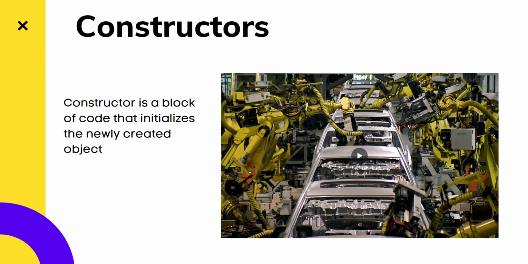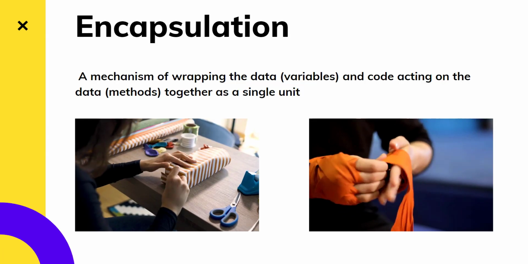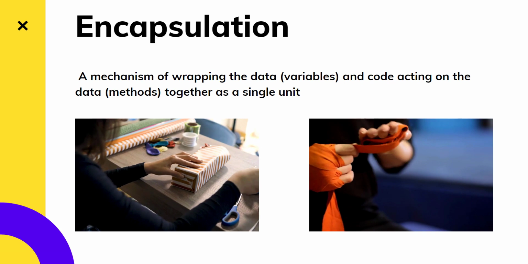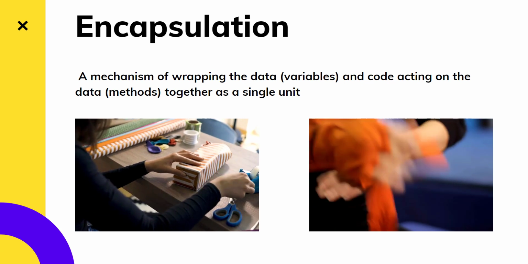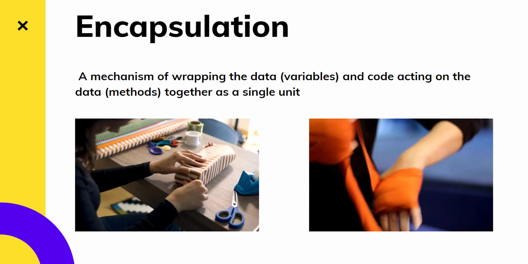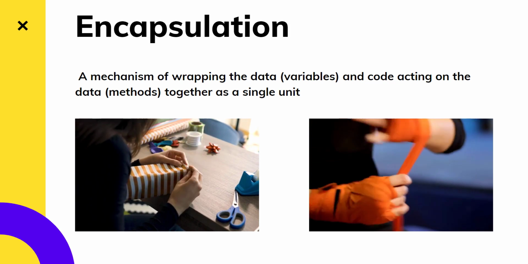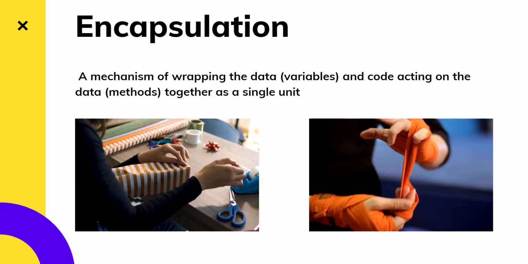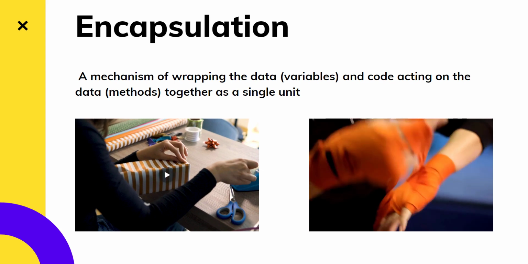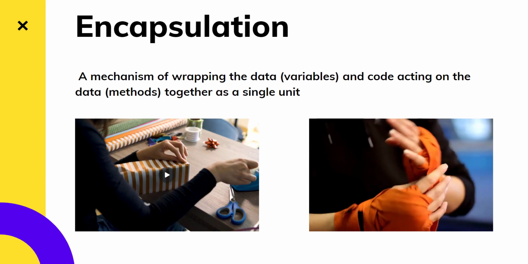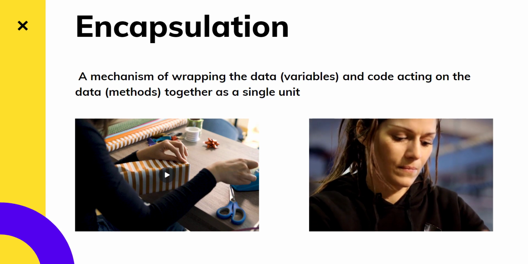So to understand the inner workings of a constructor, we looked at a previous example of a person class that had a constructor, and we'll be looking at another example of constructors shortly. This brings us to one of the key pillars of object-oriented programming, encapsulation. Encapsulation is a mechanism of wrapping data, or the variables, and the code acting on these data, which are the methods, together as a single unit within a class.